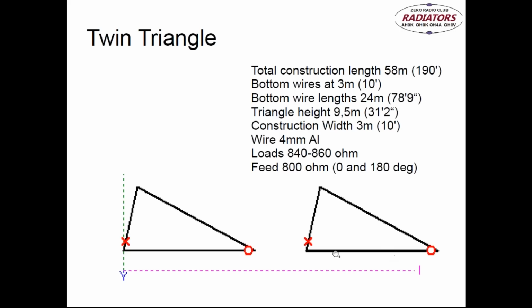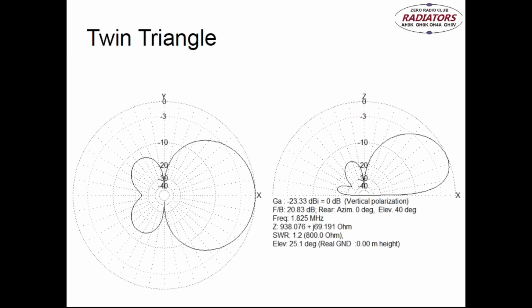The bottom wire lengths, so this triangle and this triangle size is 24 meters. So this is like 10 meter separation here. So 10 meters of just air. And the loads would be somewhere in around 850 ohms. So then if you would feed this at 800 ohms, you would get this, and with this kind of 0 and 180 degree phasing, which is very simple to do, just connect the coaxes differently. So the braid and the center connector goes to that side in the left, and the other way around in the right antenna, and just couple them together, and it will produce this kind of pattern.